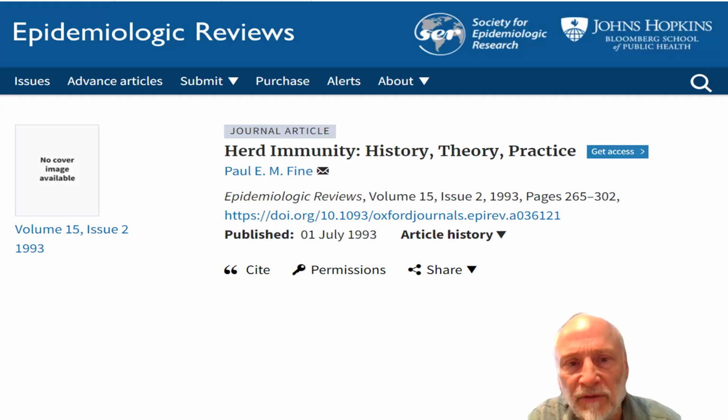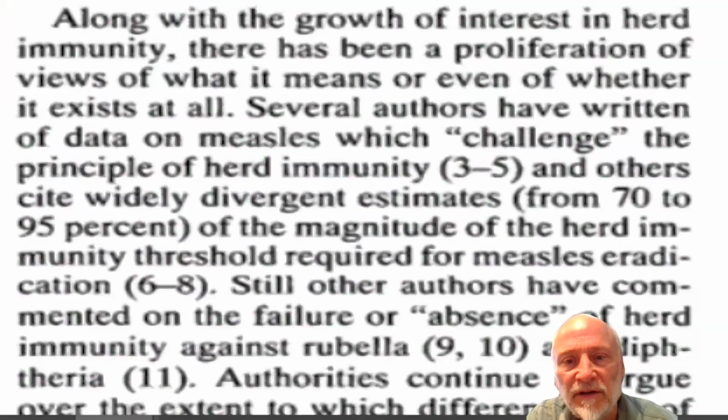So back in 1993, there was a lot of research taking place about this concept of herd immunity. And direct from this peer-reviewed article, there was this clearly defined statement: Along with the growth of interest in herd immunity, there has been a proliferation of views of what it means, or even of whether it exists at all. Several authors have written on data on measles, which challenge the principle of herd immunity, and others cite widely divergent estimates. Still others have commented on the failure or absence of herd immunity against rubella at all.